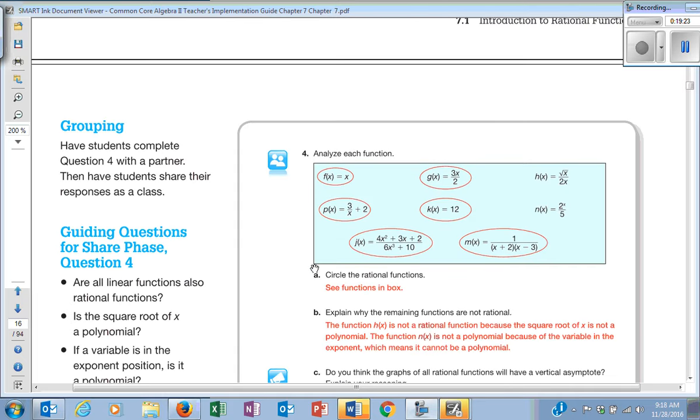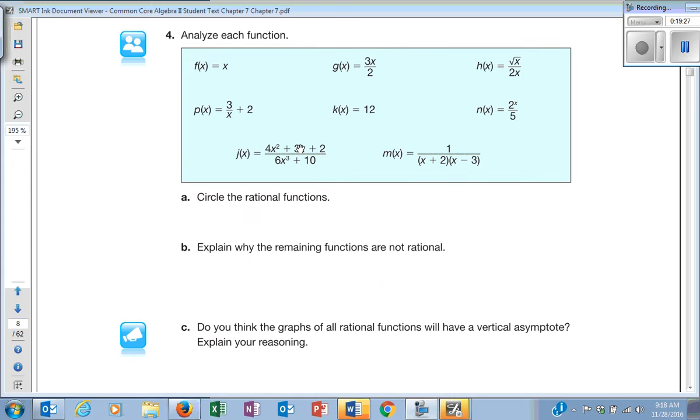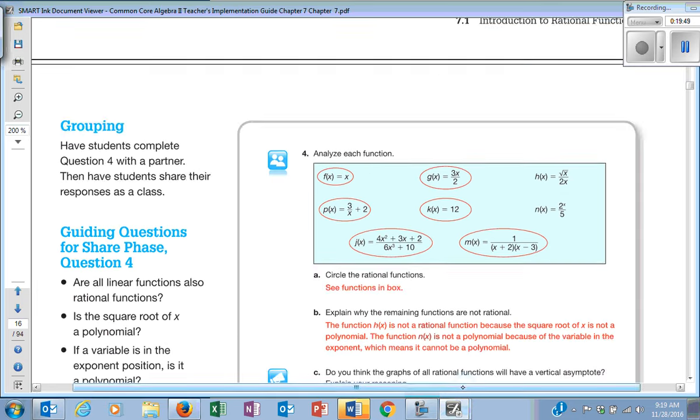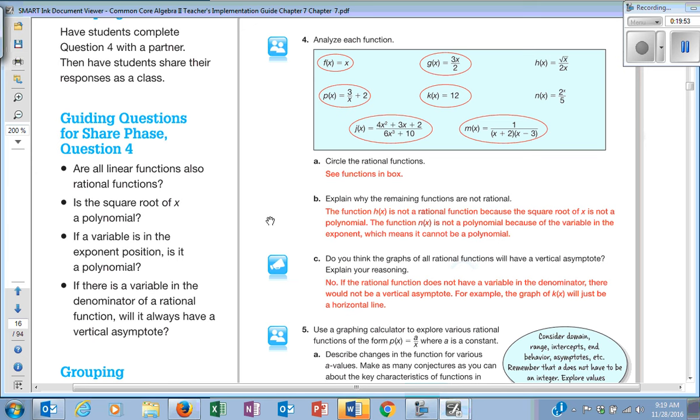Let me go back. All right, so they want us to analyze. They want us to circle the rational functions. So rational functions have to be basically a function over a function. And so when I circle these, we're going to go back to the other one. All of these would be circled. All of these guys would be circled. So the only two that would not be circled are this one and this one.